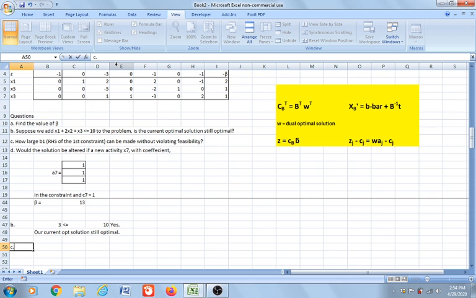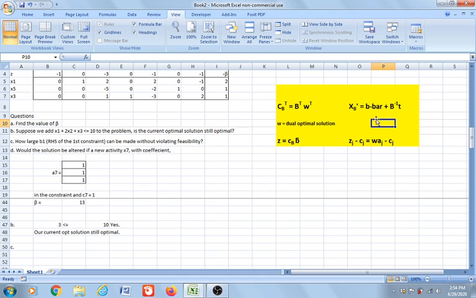Now let's do problem C. How large can B1, or the right hand side of the first constraint, be without violating feasibility? So we will use equation number 3. I think I have explained the equation number 3 from the previous video regarding the economic interpretation of the dual variables.